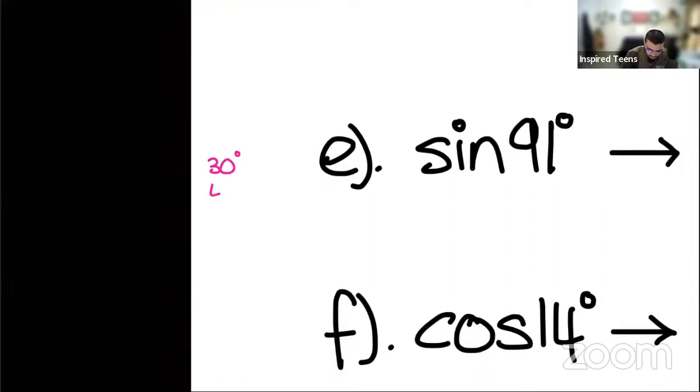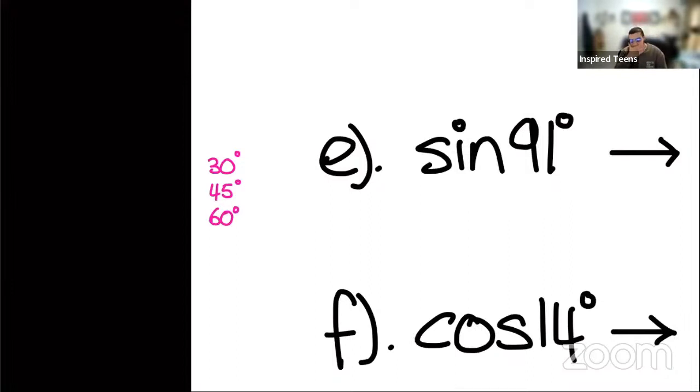30, 45, 60. Okay, those are your special angles. 30, 45, and 60. Am I missing anything? I don't think so. Then of course, like 90 and those ones, okay, but those are the ones you reduce with.